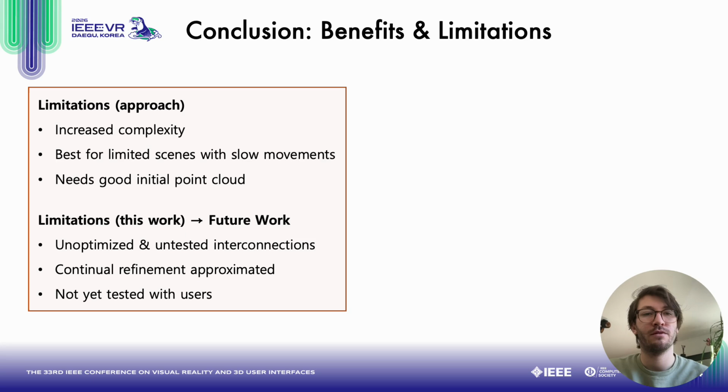And limitations specific to this work that also inform future work that could build upon this are that we have untested and unoptimized interconnections. There's definitely some quality that we can gain in there. The performance numbers that we report are of the systems themselves without taking the interconnections into consideration. The continual refinement approach is just approximated right now, with manual copying of files, and it is not tested with users yet. So while this looks nice in our preliminary testing, there's no user info yet on how nice users think this works.